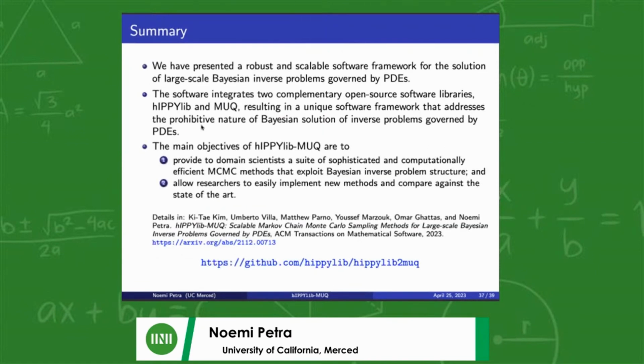Okay, as a summary, I presented a robust and scalable software framework for the solution of large-scale Bayesian inverse problems governed by PDEs. This framework integrates 2 complementary open-source software libraries, hIPPYlib-MUQ. The objectives are to provide domain scientists a suite of sophisticated and computationally efficient MCMC methods that exploit Bayesian inverse problem structure and allows you to perhaps more easily implement new methods and compare against state-of-the-art.